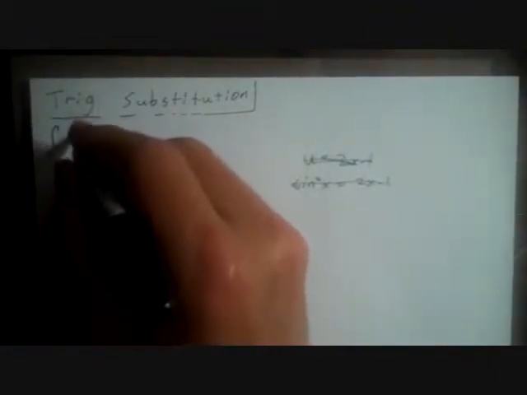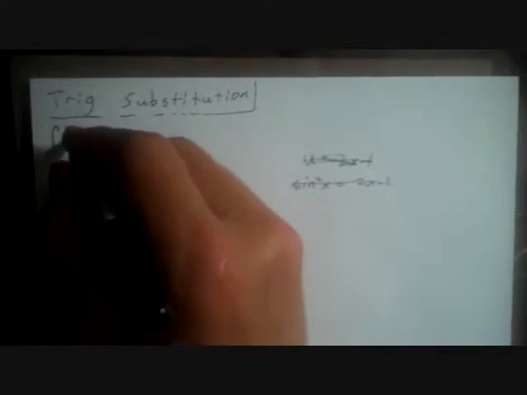So the best way to explain this is through an example. Let's start out with the integral of (x squared plus 1) to the negative 3 halves dx. Now, we can't do a U substitution because the derivative of this can't be found elsewhere in our integrand. The derivative of this, which is 2x, there's no x dx anywhere. So it would be impossible to do U substitution.